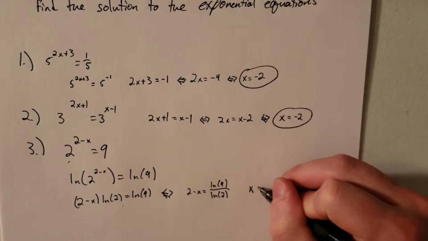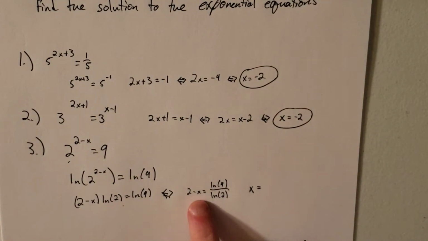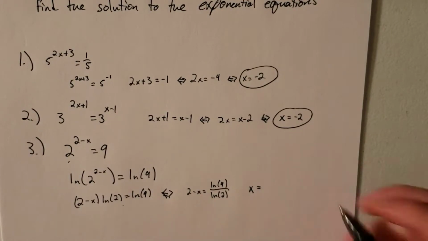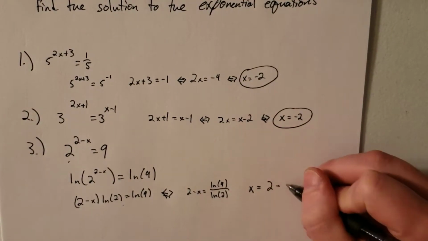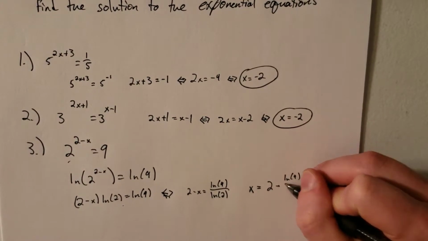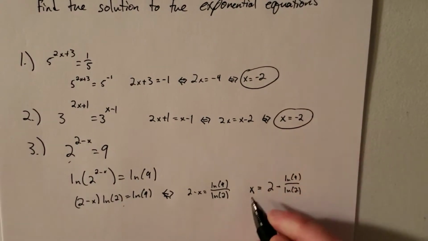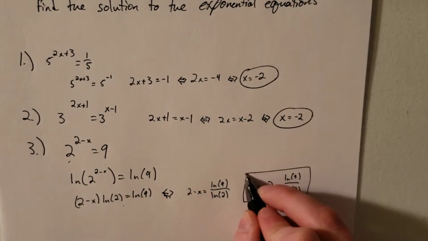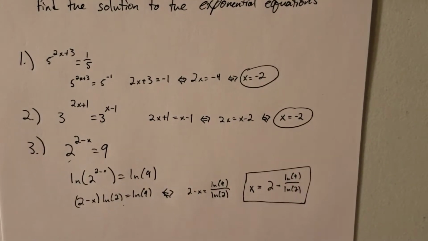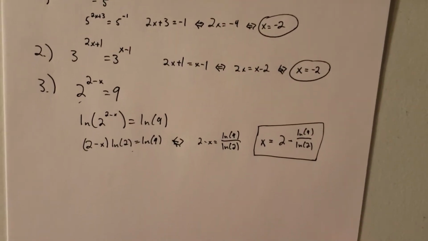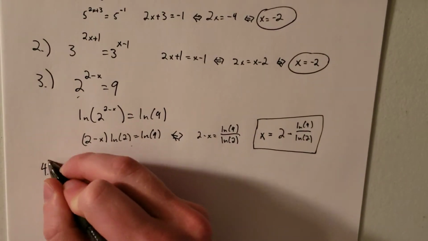We want to solve for x here. So this tells us that x is equal to, if we move the x over to the right and this over to the left, 2 minus ln of 9 divided by ln of 2. And so we found x. I want to continue on and do an example 4 here.